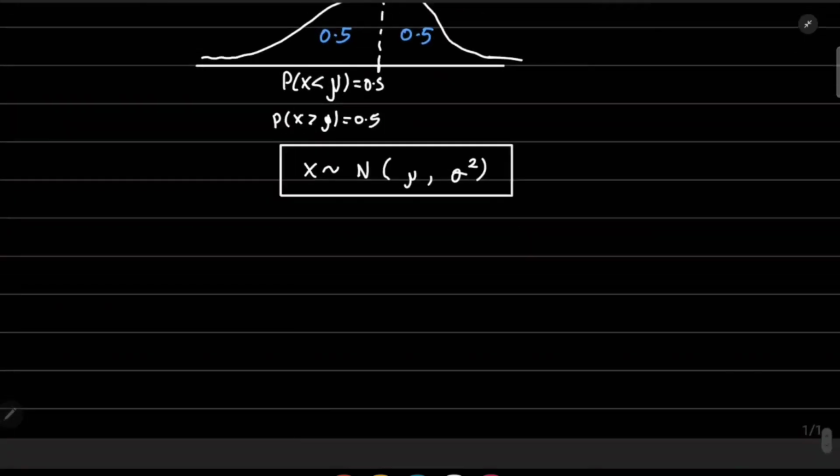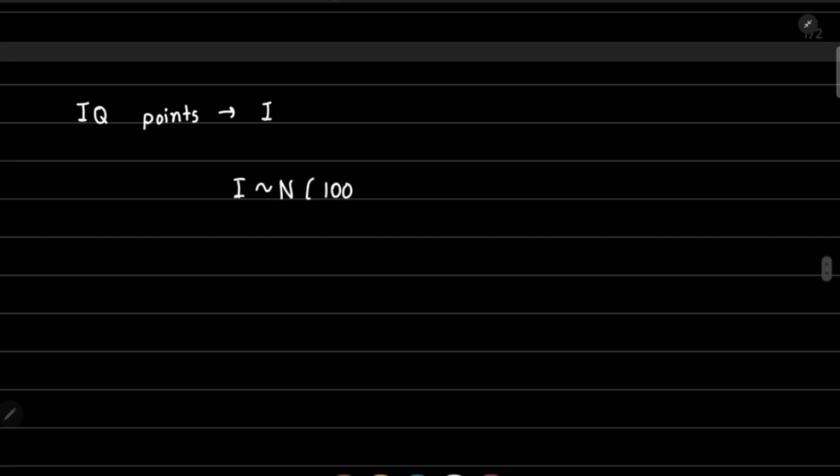So if I have, for instance, the case of IQ points, and I consider this variable to be I, I'll write down I is a normal distribution, its mean is 100, and its standard deviation is 15, so its variance is 15 squared. This is the normal distribution of IQ points.